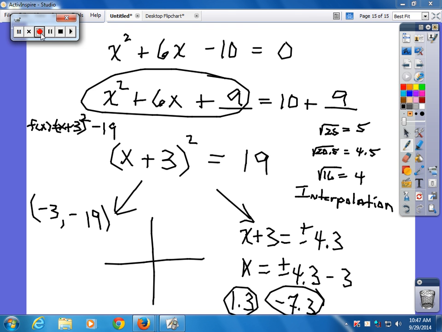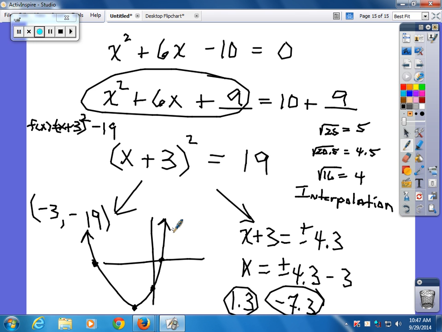All right. So negative 3, negative 19 is way down here. And 1.3 is right in there. Negative 7.3, that's 3, 4, 5, 6, 7, somewhere in here. And what's my y-intercept? Negative what? 10. Now mine looks squatty because I didn't put it on a regular sheet of graph paper. I just sketched it. And that's what you're doing.